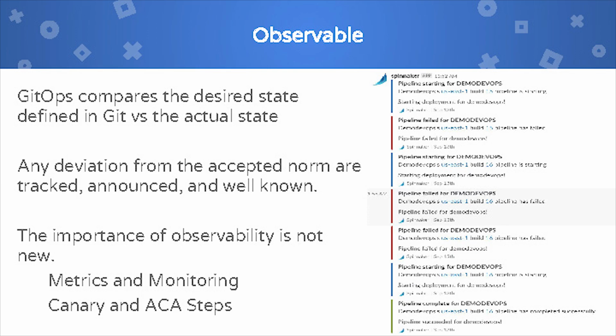Again, this is not new. I mean, this concept of observability and having well-defined metrics is critical for things like your metrics and monitoring strategy as part of your application lifecycle, and ultimately can be used in your Canary and ACA, right, later on.